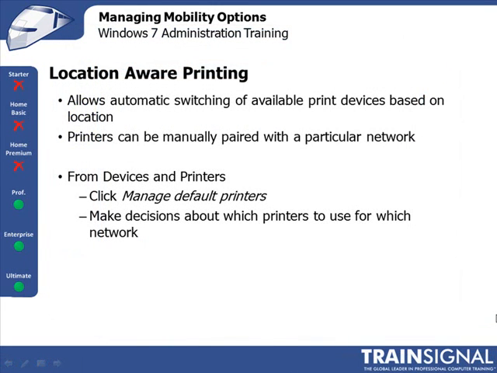Location-aware printing is a brand new feature to Windows 7 that allows the automatic switching of the default printer depending on what network you're connected to. So let's say you have a machine you're taking home that you also use at work. When you get home, your default printer will automatically change to that inkjet printer you have sitting on the kitchen table. When you go to work, it'll automatically change to the high-speed laser printer down the hall. You don't have to do anything.